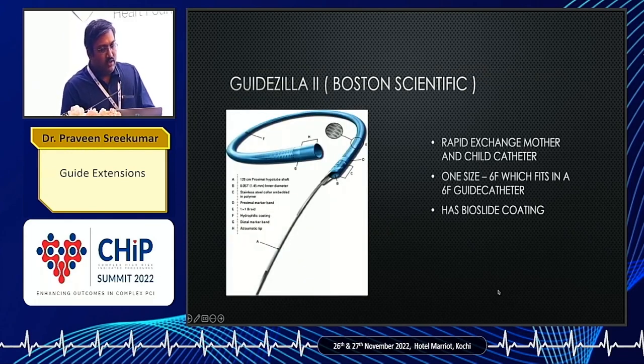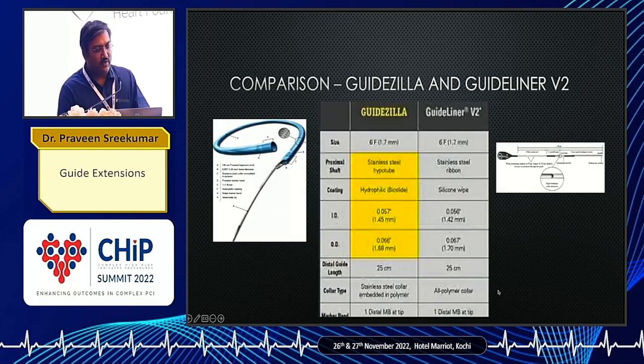And this is the one from Boston Scientific. It's a rapid exchange mother and child catheter, 6 French, which fits in a 6F guide catheter. It has a bioslide coating. Slight differences are that it is hydrophilic, so it slides easily, deeper into the coronaries. And the other difference is that in the GuideLiners, there is a stainless steel ribbon-like flat material which you push on. Here it's a hypotube, a tube-like structure. And otherwise it's pretty similar to the other one.